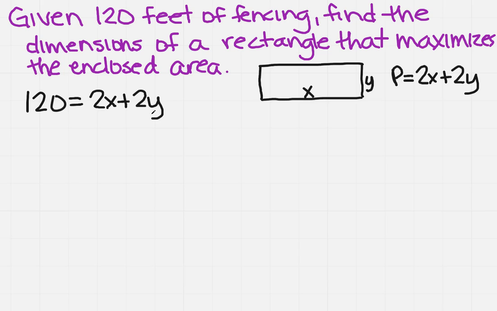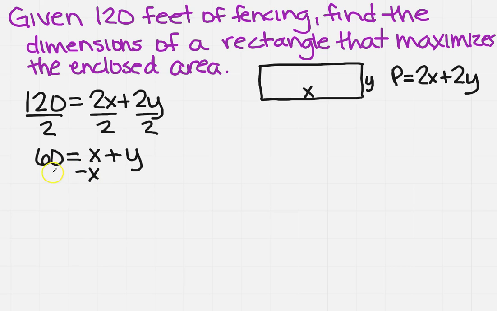And so what I'm going to do is divide everything by 2 first, because I noticed that everything's divisible by 2. So I'm going to get 60 equals x plus y. Now I want to get y by itself, right? So I'm going to subtract x from both sides. That's going to give me 60 minus x equals y. Okay, so that's my expression in terms of x.